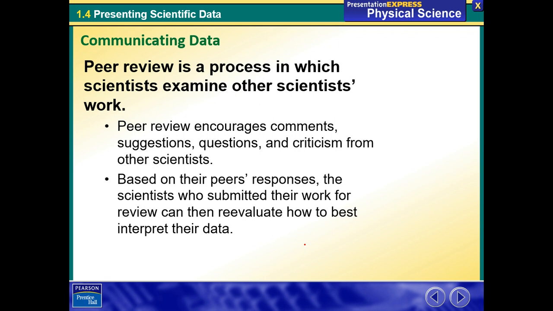For example, they might say, hey, this idea isn't flowing, maybe try this. Scientists do the same thing. They send in their work, and peers that are at the same level as them, that are studying the same field of science, are going to look at their work and give them suggestions or comments.